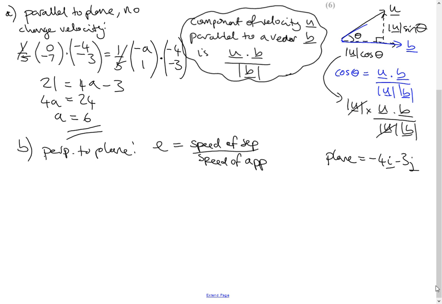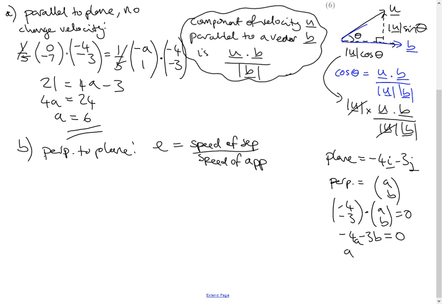So the way to think about this is, if I want a perpendicular vector, which I'm going to call ai + bj, then (-4, -3) dot product with (a, b) must equal 0. So -4a - 3b equals 0. And then all you've got to do is think of how can I solve that? Well, if a is 3 and b is -4, that solves this equation. So that's a perpendicular vector. So a perpendicular vector is (3, -4).